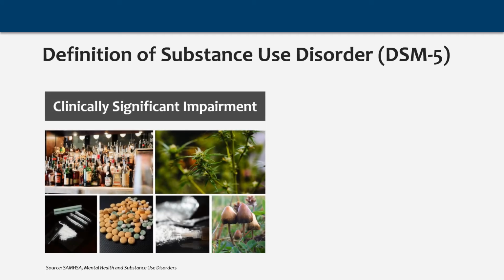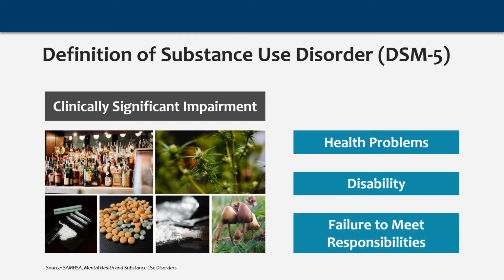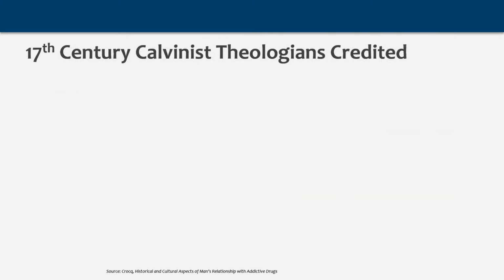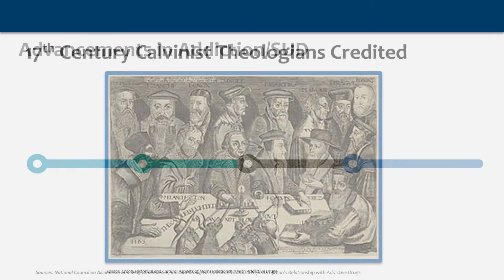Substance use disorders occur when the recurrent use of alcohol and/or drugs causes clinically significant impairment, including health problems, disability, and failure to meet major responsibilities at work, school, or home. The birth of addiction medicine in modern times is sometimes credited to Calvinist theologians in the 17th century who offered explanations for the phenomenon of compulsive drinking, which were later accepted by physicians.